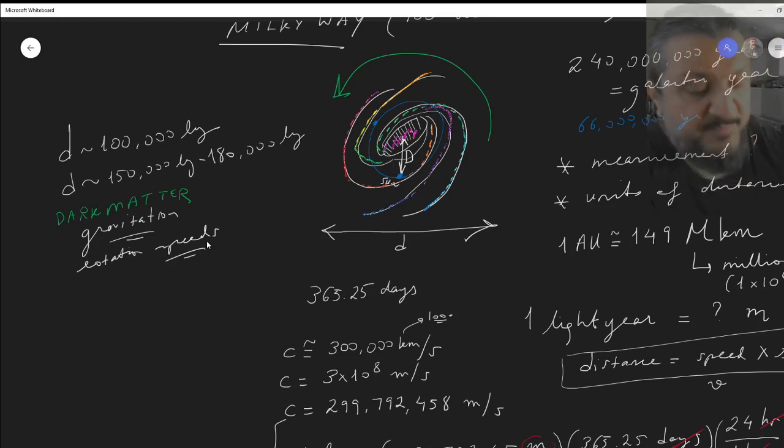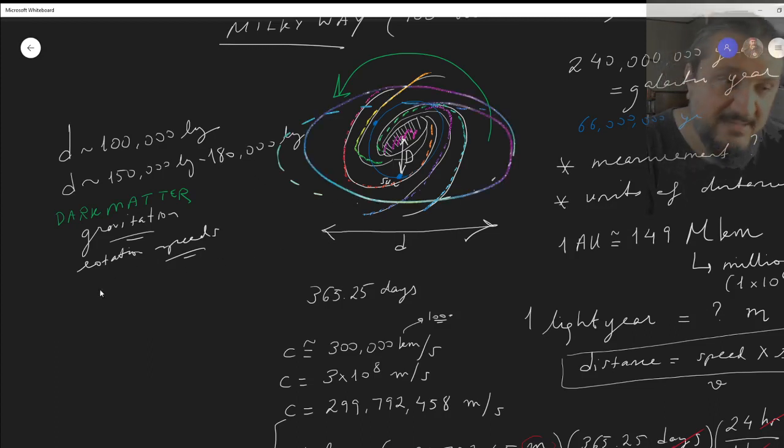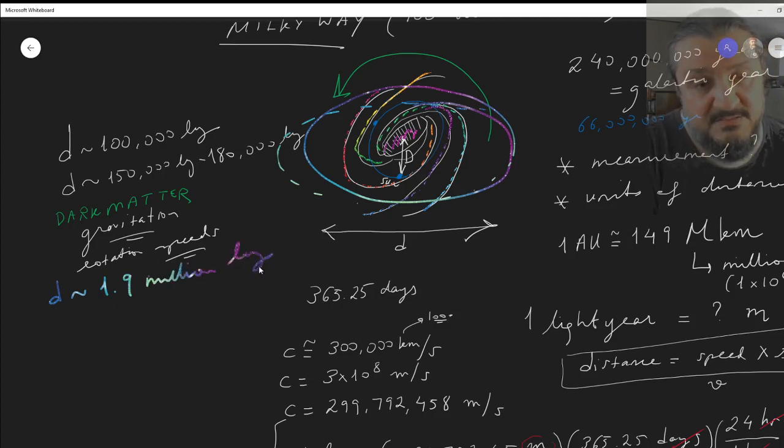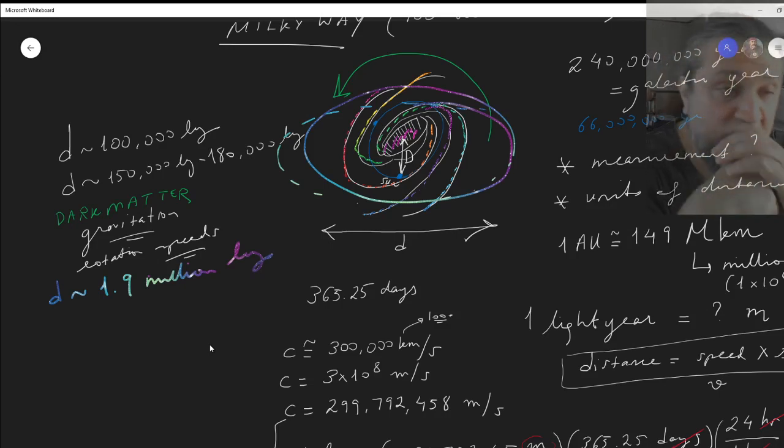But if you count dark matter, it's even bigger. So if you add dark matter into the diameter, I'm going to show dark matter with, let's see, what color? Let's use a galaxy pen. So some dark matter around the galaxy, like this. If you include that, this number becomes, I believe, 1.9 million light years. That's debatable, but those are the latest numbers or predictions.